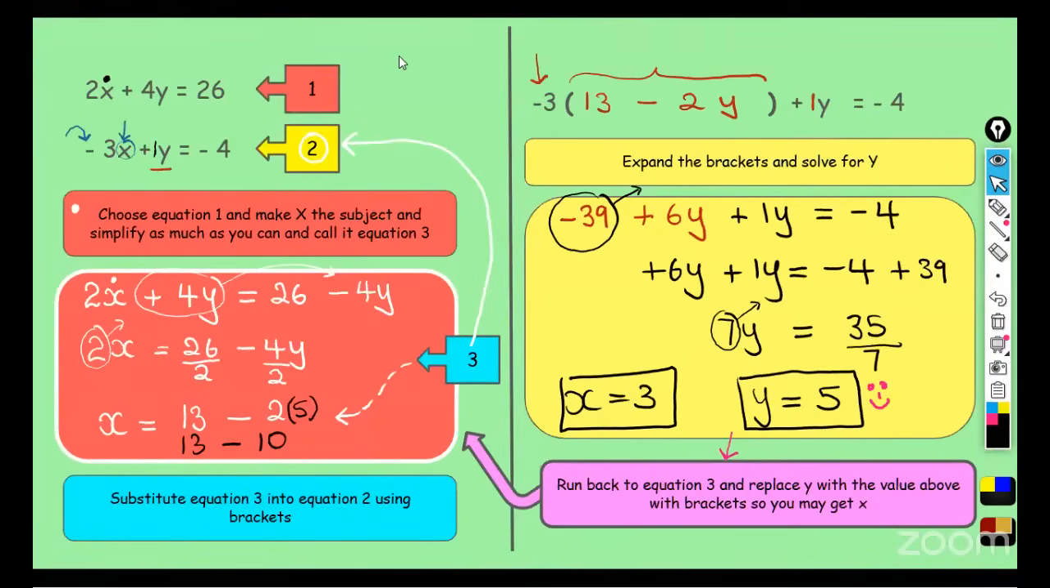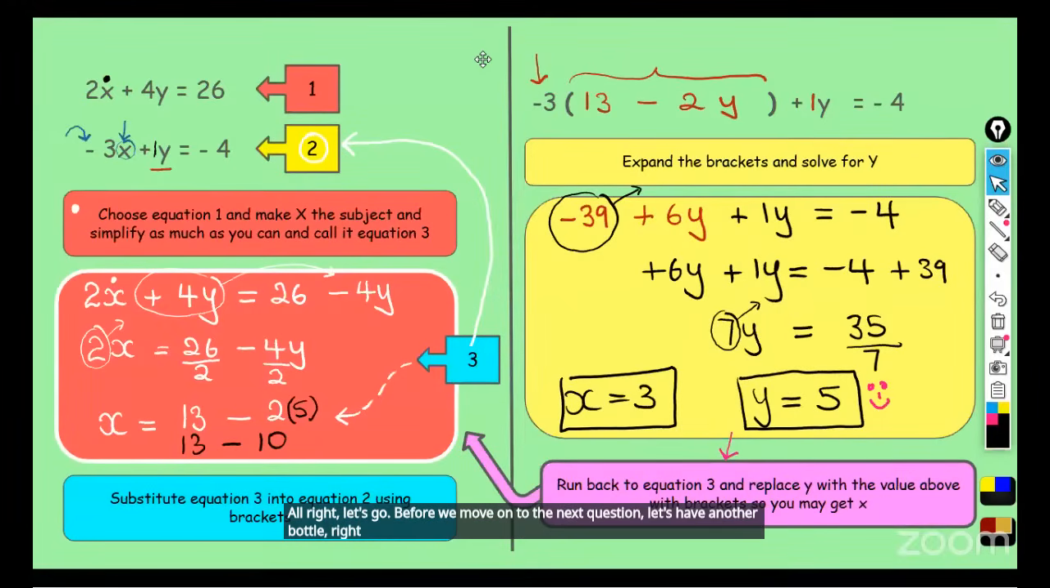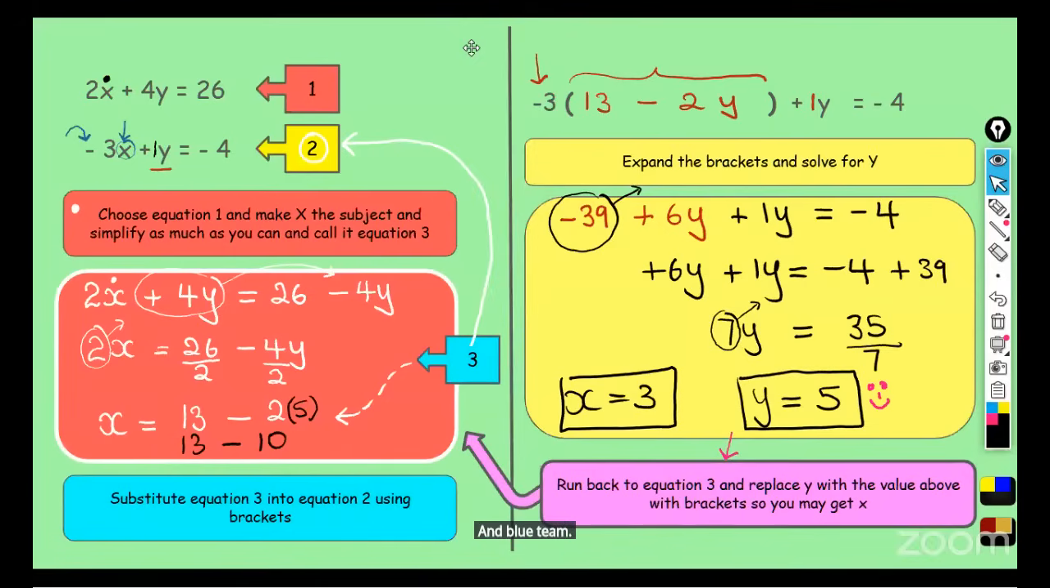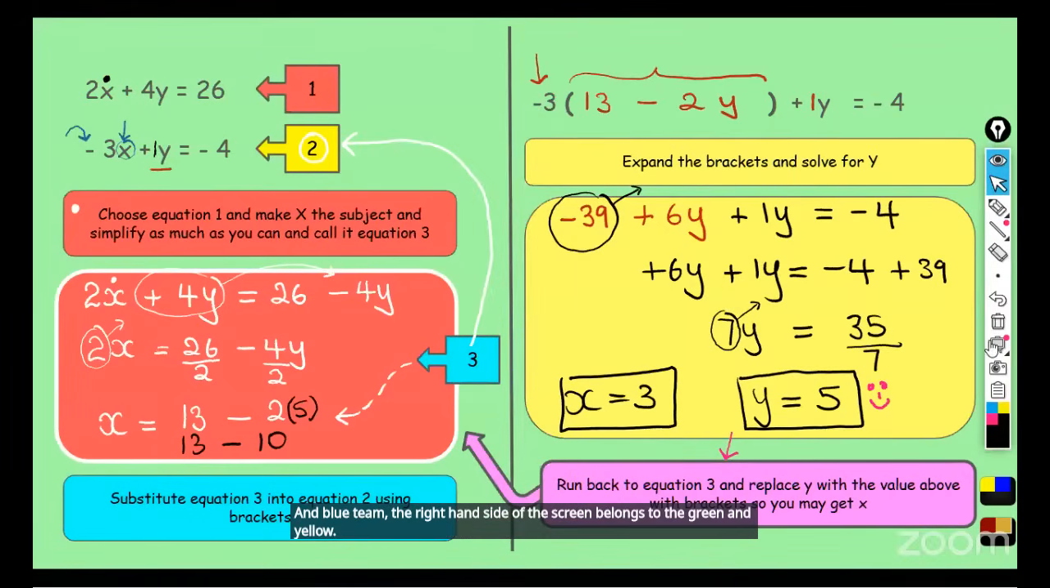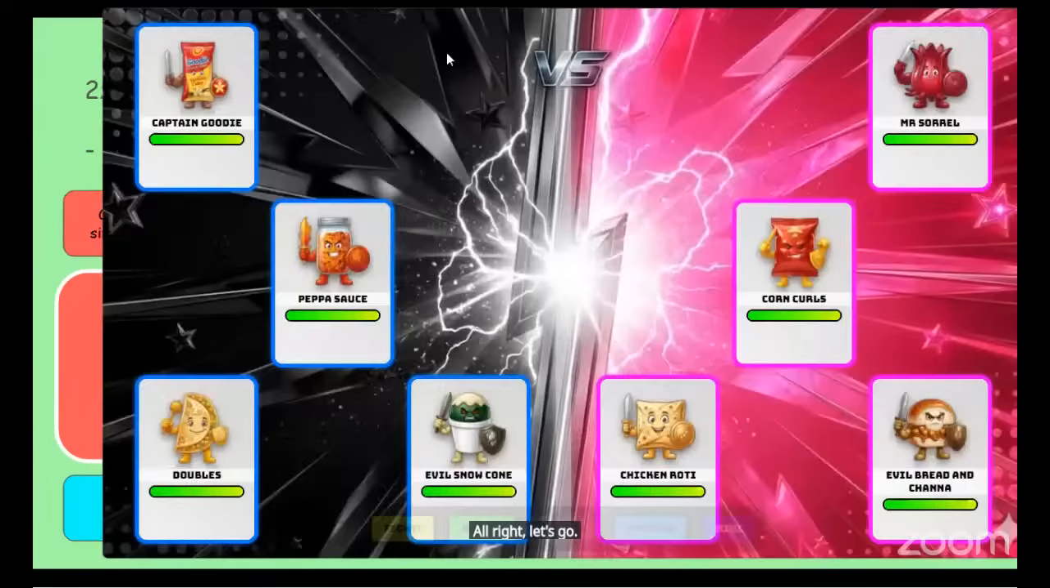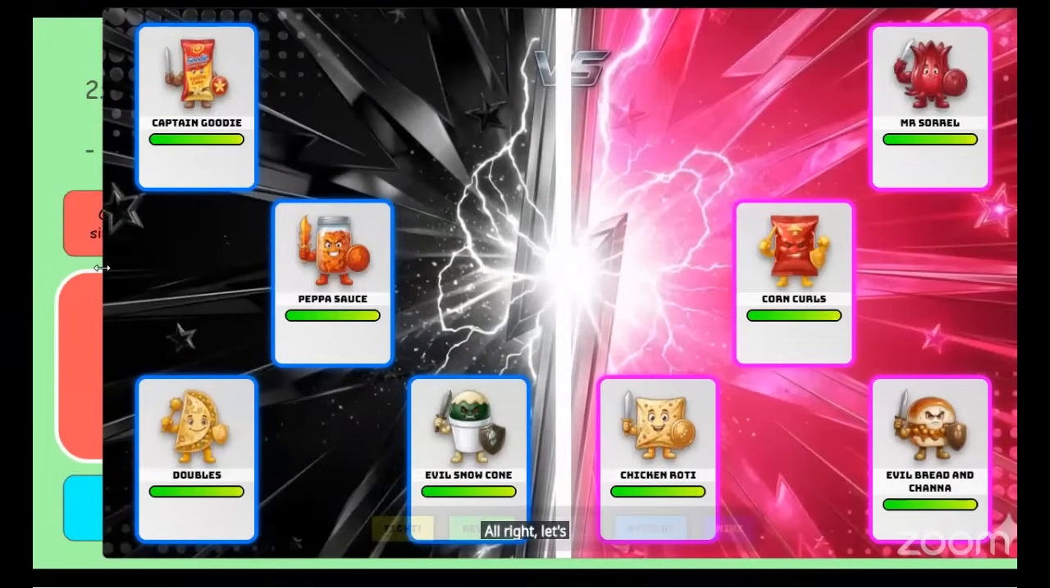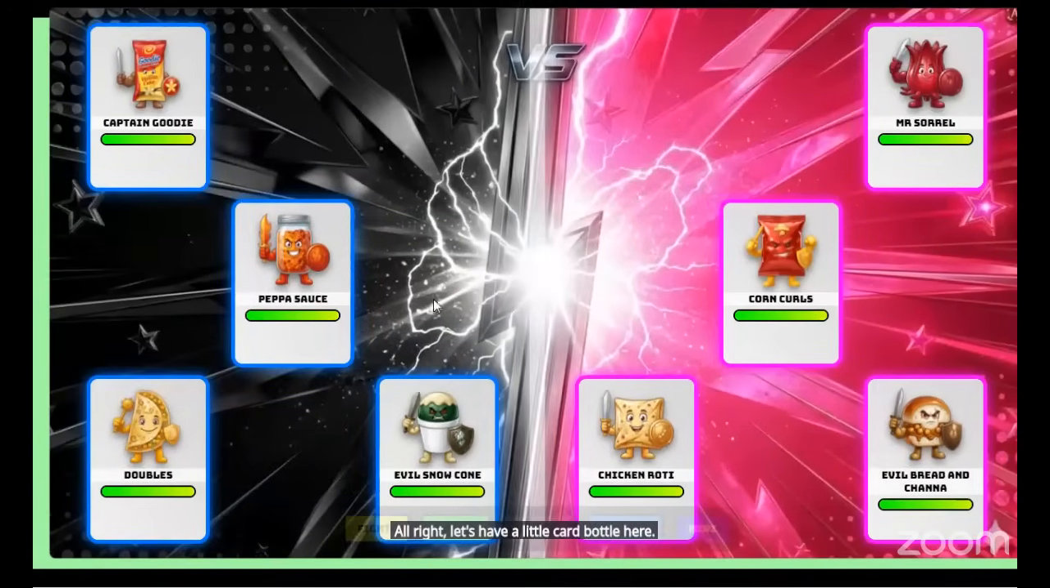All right, let's go. All right, before we move on to the next question, let's have another battle, right? Just to take the stress off, and then we'll try a brand new question. All right, so remember, the left-hand side of the screen belongs to the red and blue team. The right-hand side of the screen belongs to the green and yellow. All right, let's go. Let's have a little card battle here. Let's see what's going on. It is getting music on.